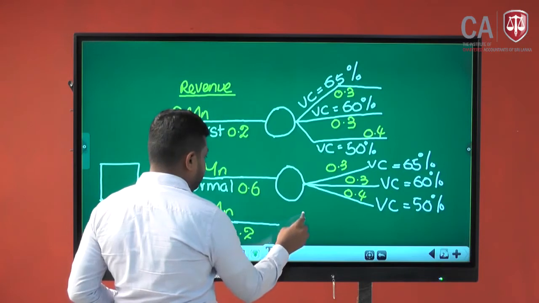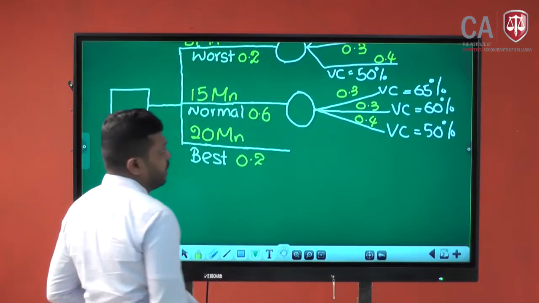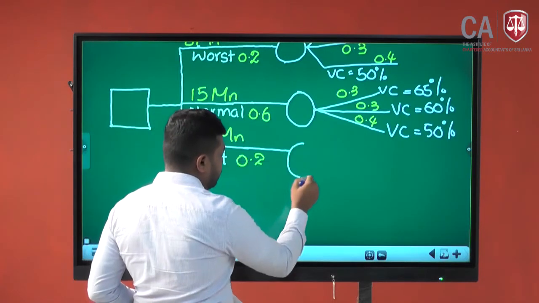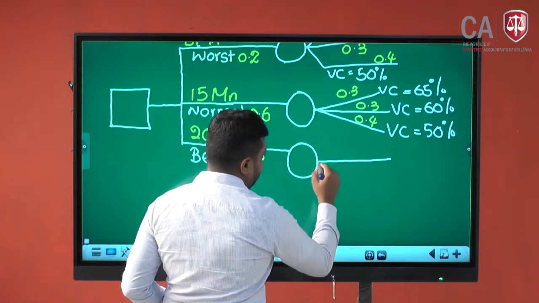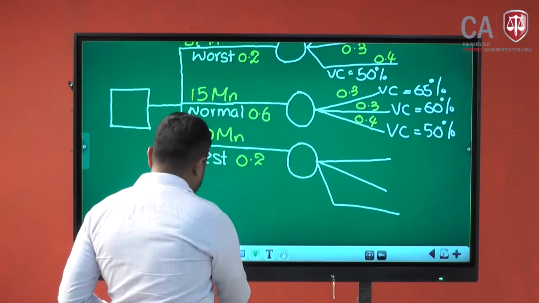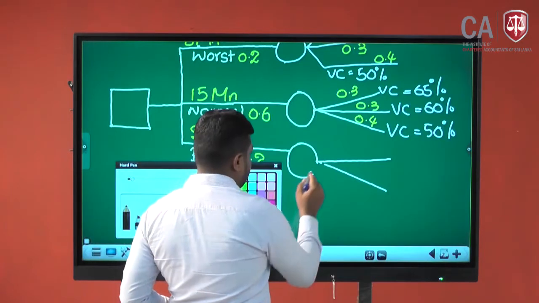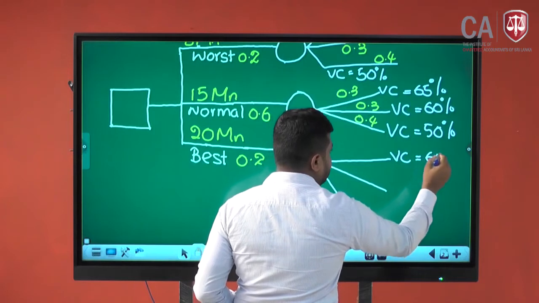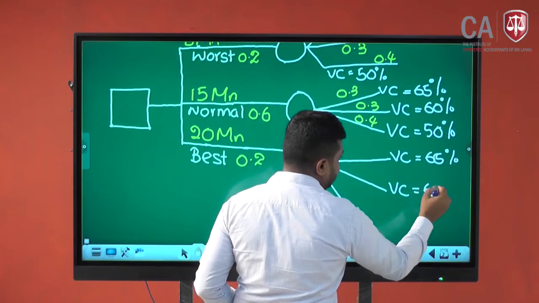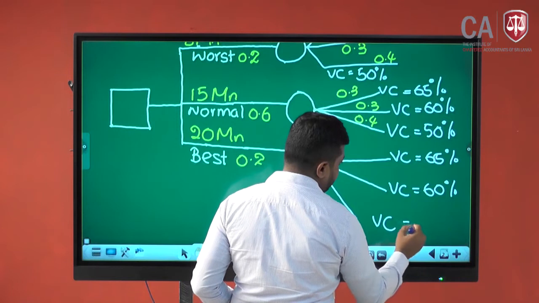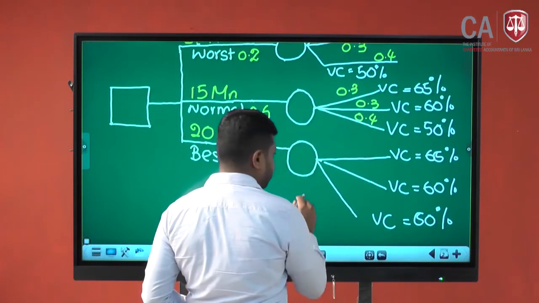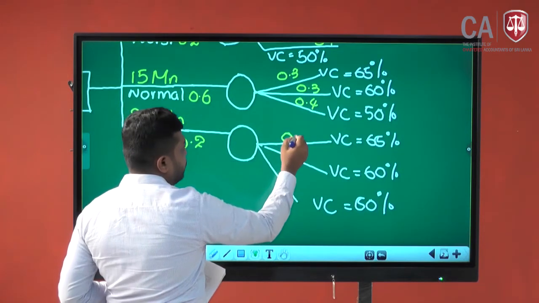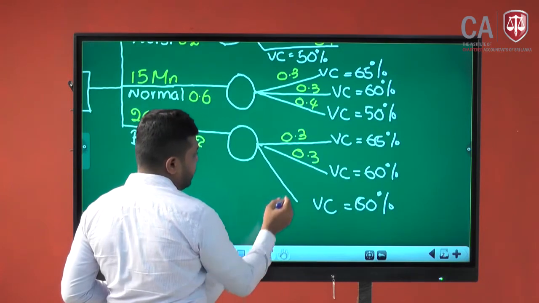Then when it goes to the best case scenario, the same will apply. There are three options as I have mentioned earlier. Variable cost equal to 65%, variable cost equal to 60%, variable cost equal to 50%. Now you can assign the probabilities. Variable cost equal to 65%, there is a probability of 30%. Here also 30%, variable cost equal to 60%. Here it is 40%.